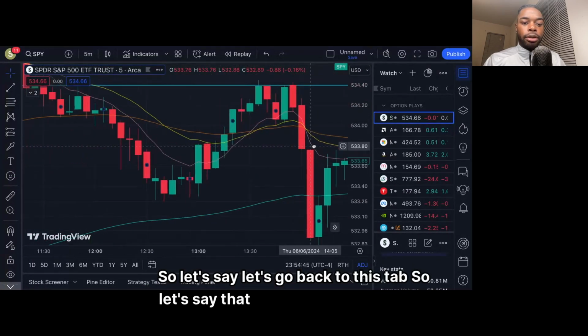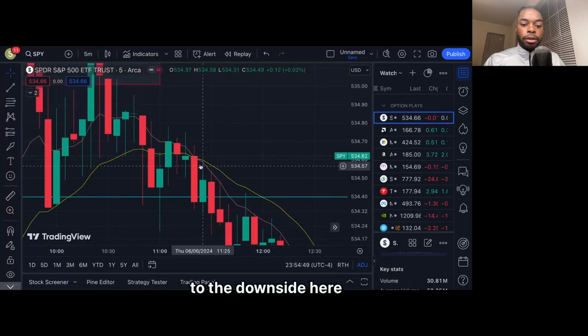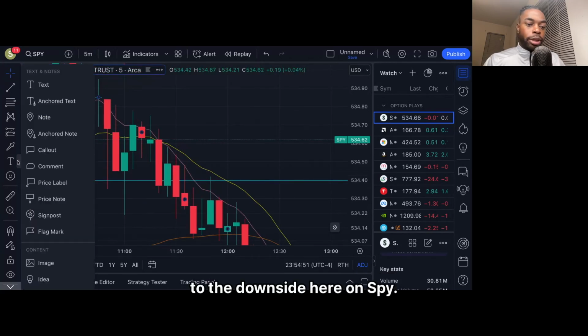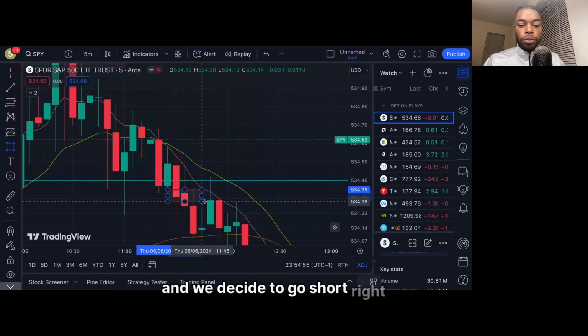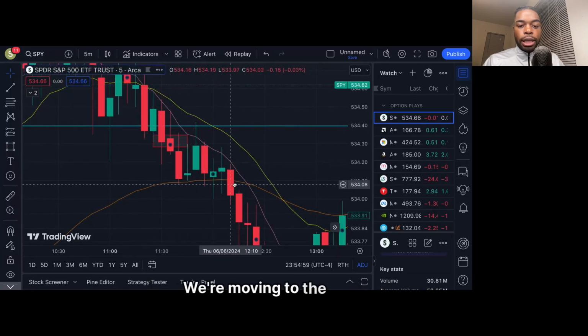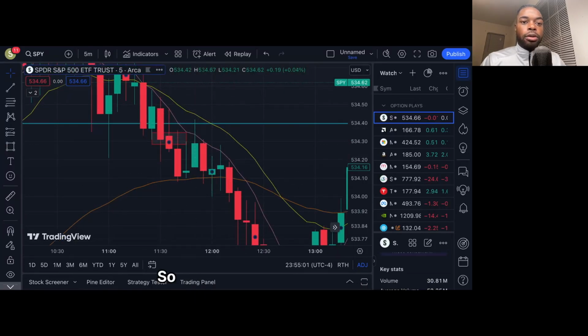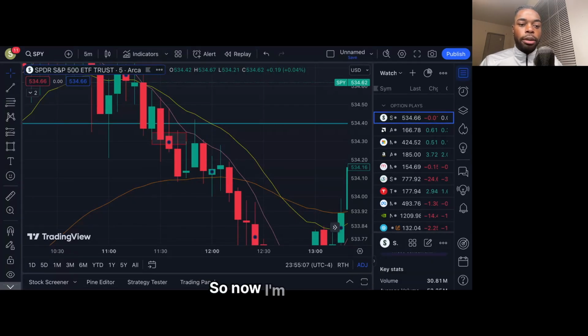So let's say that we get a good crossover to the downside here on SPY, and we decide to go short right here. This is a pretty good cross below VWAP. We're moving to the downside. So let's say SPY is currently at 534.51 and we're looking to go short. So now I'm buying puts.